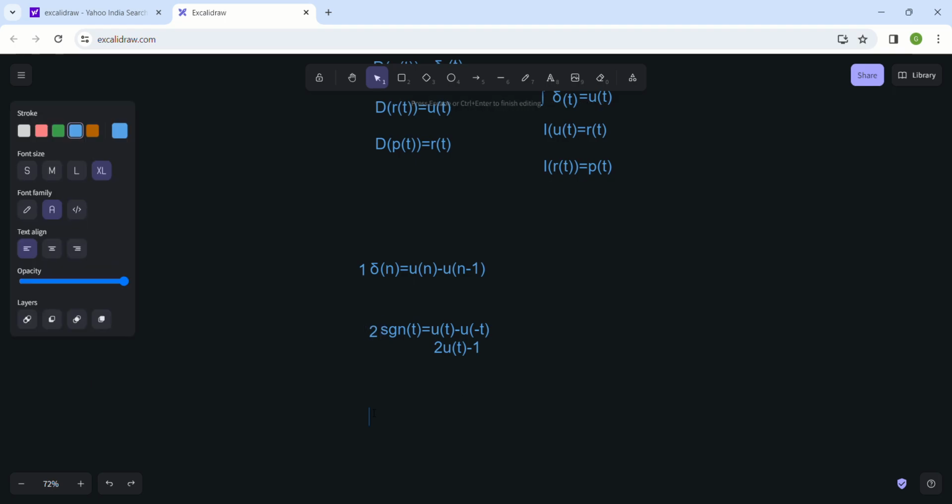Now let's discuss the third form. The third important point is the area under the unit impulse is 1. That means the area under the unit impulse signal is 1.